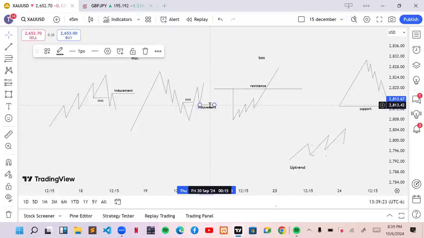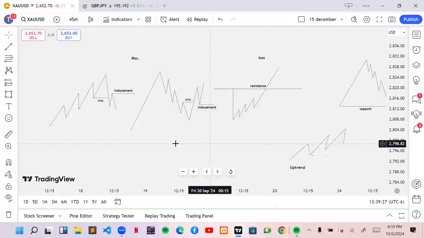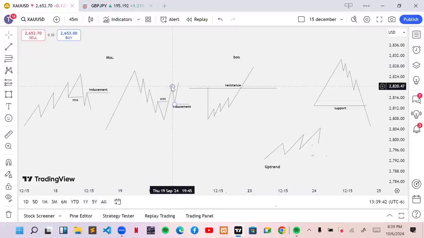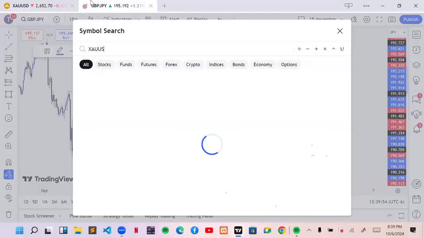So it said the inducement is the first valid pullback that market makes after a break of structure or a market structure shift. So this is the market structure shift part. This was when market broke structure to the downside. This is the first pullback it makes before continuing that move. Same as this, market broke structure to the upside or changed structure to the upside. After it changed structure to the upside, it made the pullback before continuing that move. The pullbacks it makes is the inducement. So good. Let me show a live chart.